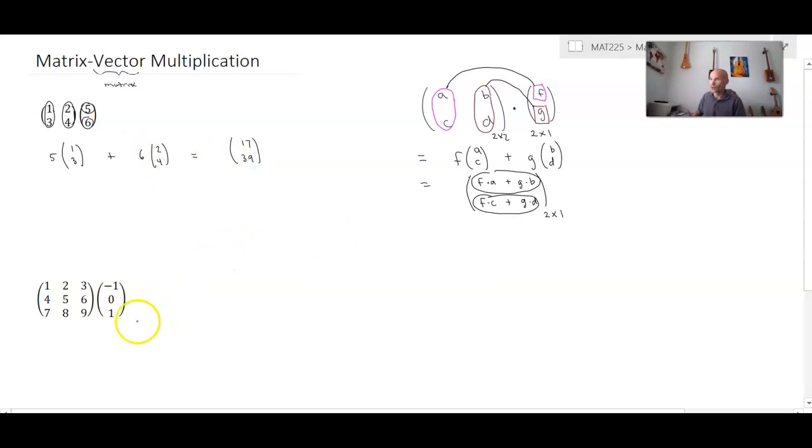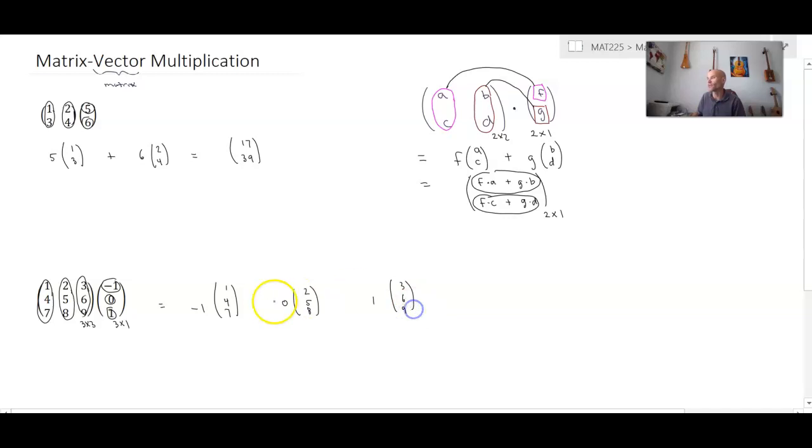There's really no difference when you're working with a 3 by 3 matrix and a 3 by 1 vector, except we do this process 3 times. So -1 will multiply the first column, so this will give us -1 times the vector 1, 4, 7, 0 times the vector 2, 5, 8, and +1 times the vector 3, 6, 9.